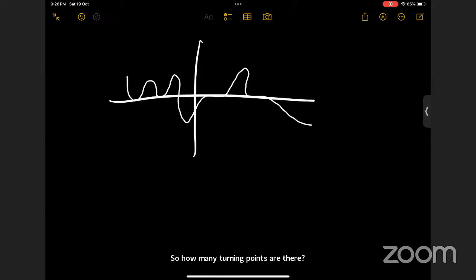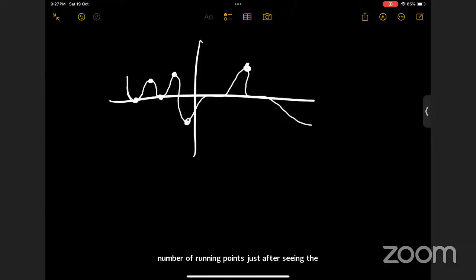6, ma'am. So we can count. This is 1 because here it is decreasing, then it is increasing. This is another. Okay, so this is the third one. This is the fourth one. This is the fifth one. This is the sixth one. So the total number of turning points is 6. So if we have a graph, then we can calculate the total number of turning points just after seeing the graph.